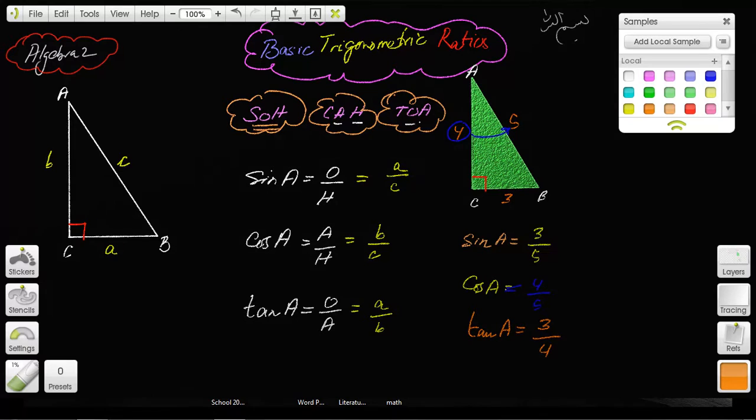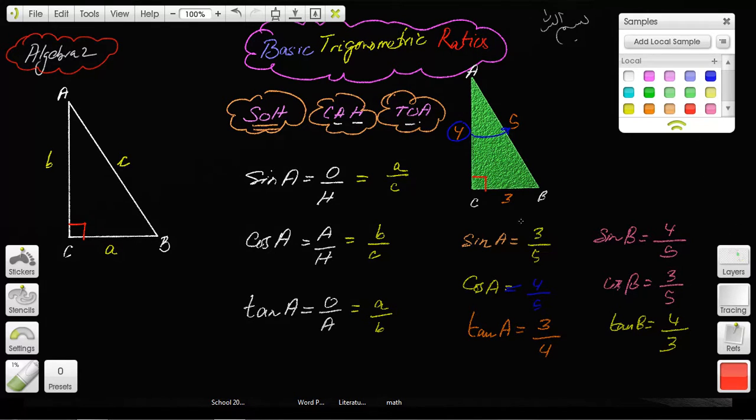Okay. Now let's do the same thing for angle B. So sine of angle B is opposite over hypotenuse, 4 over 5. Let me write these over here. So sine of angle B is opposite over the hypotenuse. Cosine of angle B is going to be adjacent over hypotenuse. And finally, tangent of angle B is going to equal opposite over adjacent.